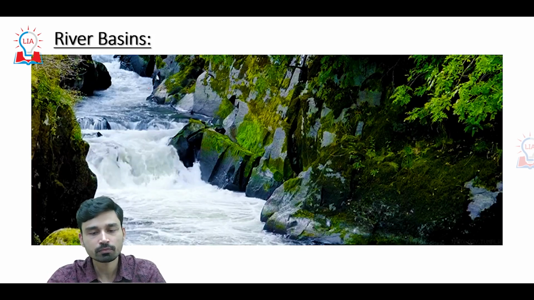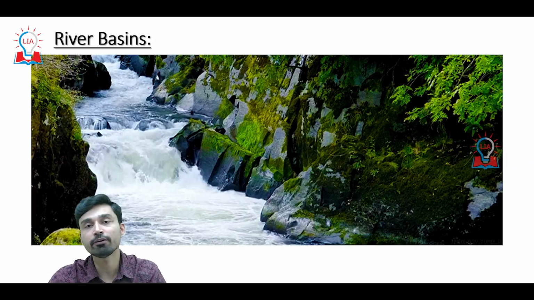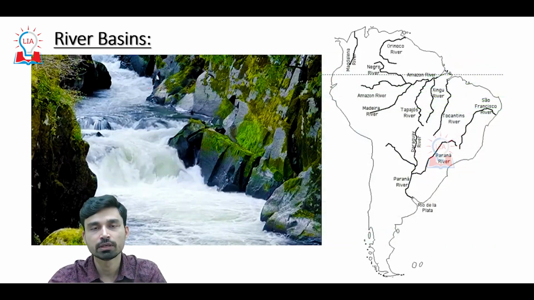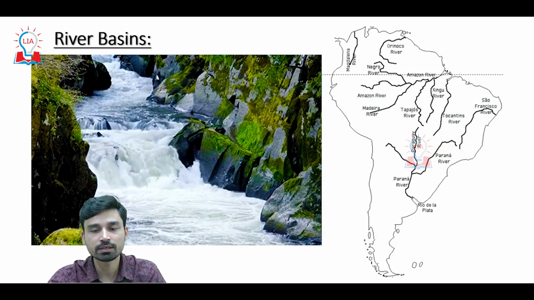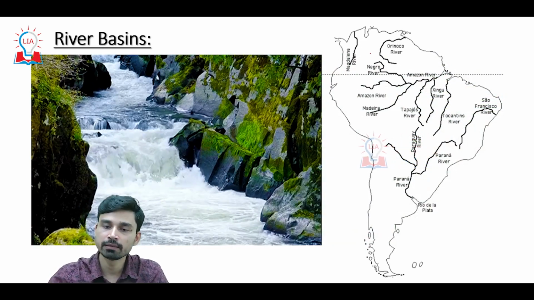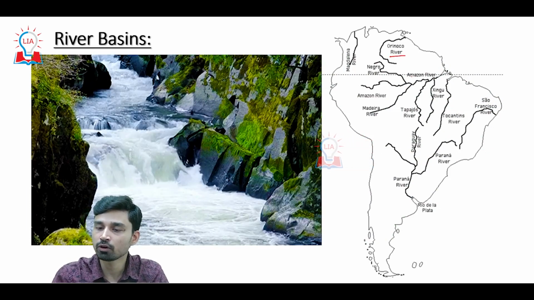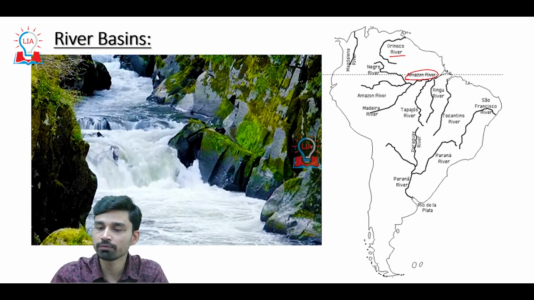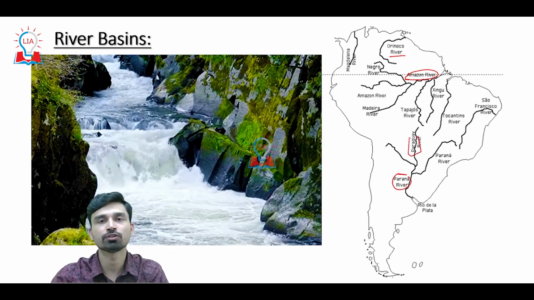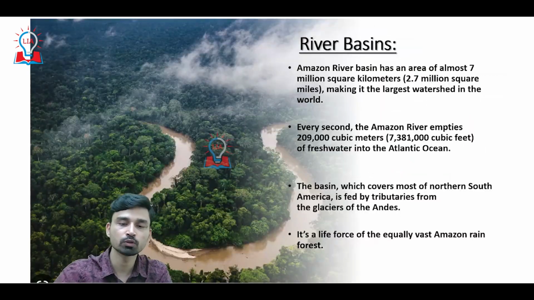Now, if we talk about the third region of South America, that is what we can call river basins. As far as the river basins are concerned, the entire South America has three major river basins. In the north, we have the Orinoco River. In the north and northeast, we have the Amazon River. And in the south, we have the Paraná River or Paraguay, where Paraguay is a tributary of Paraná. So these are the three major river basins of the South American continent.